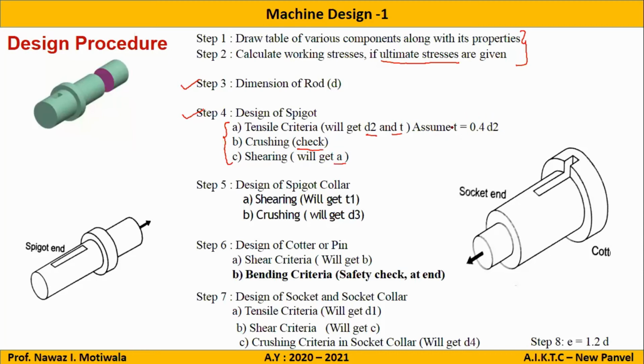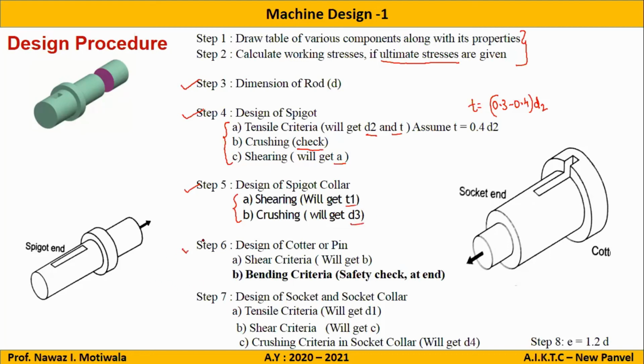Here one more point to note: it is given T is equal to 0.4 D2. It is not fixed that it is 0.4. Actually T is equal to 0.3 to 0.4 times D2. So you can take any value between 0.3 and 0.4. Then we go to step 5, the design of spigot collar, in which there will be shearing and crushing. From shearing we will get T1, from crushing we will get D3.